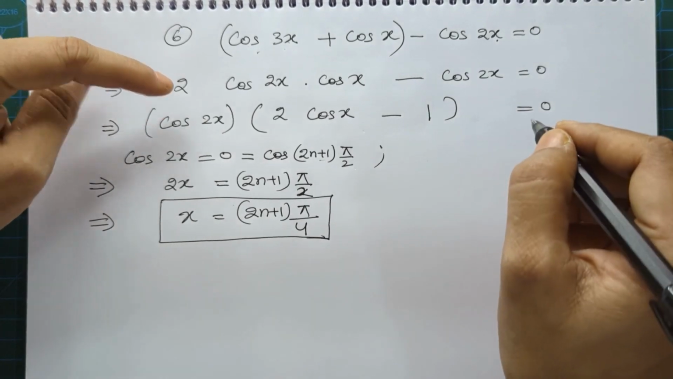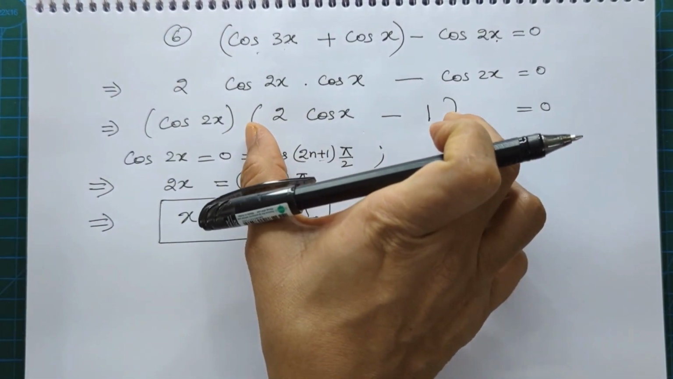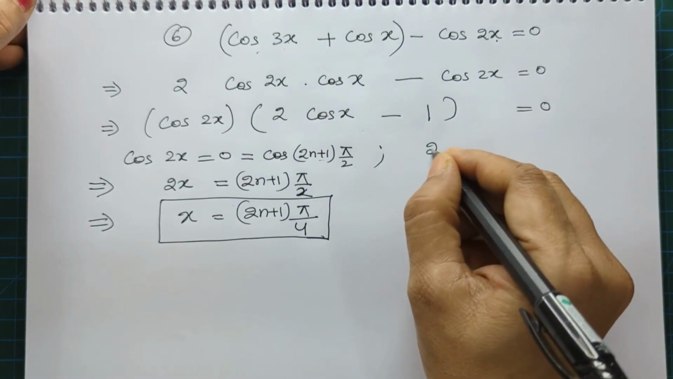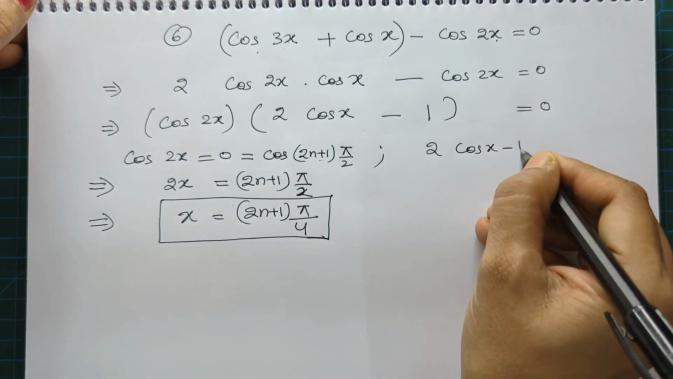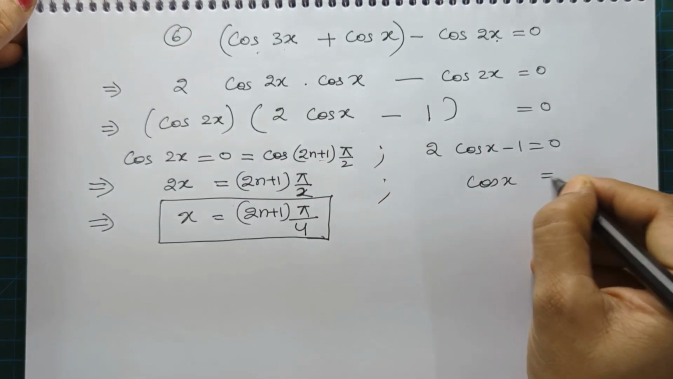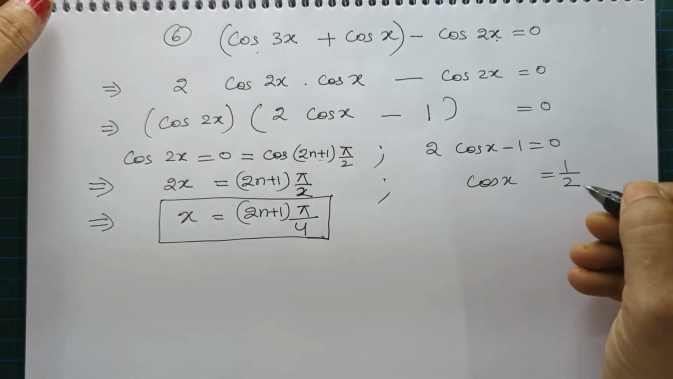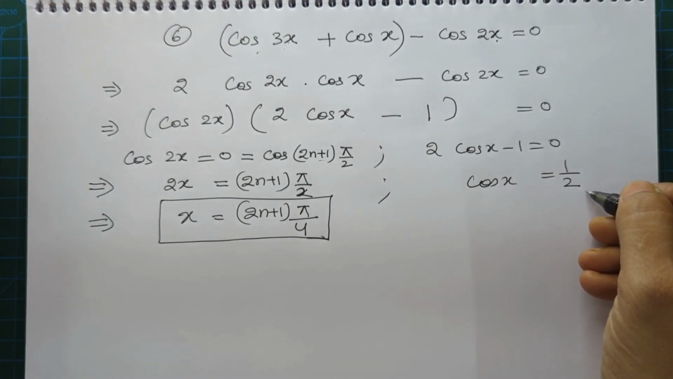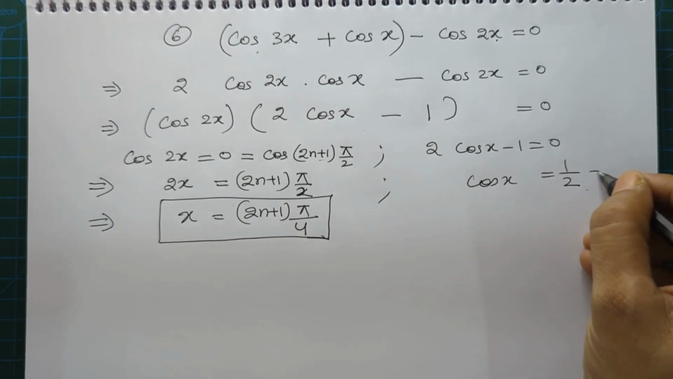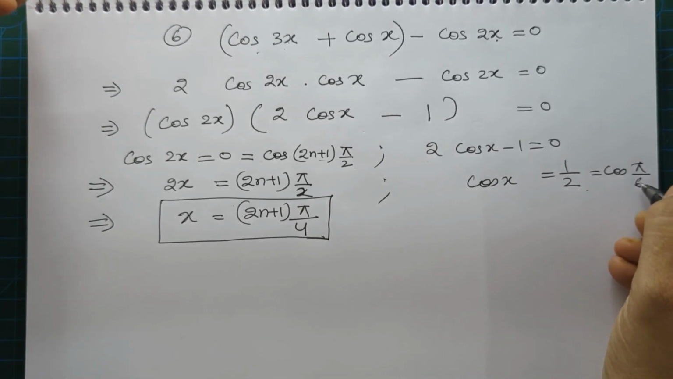There can be another solution, because when this was equal to 0, this was a solution. What about when this is equal to 0? When 2 cos x minus 1 is 0, we will get cos x is equal to 1 by 2. Now we have to think about cos of which angle is 1 by 2. Cos 30 degrees is 1 by 2. So cos of pi by 6 is 1 by 2.